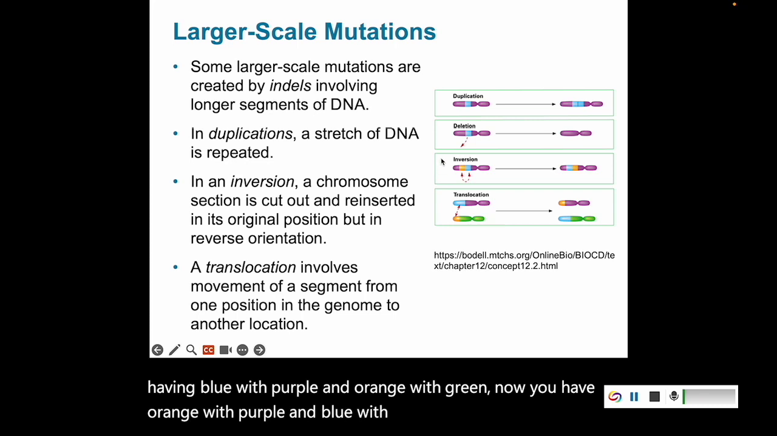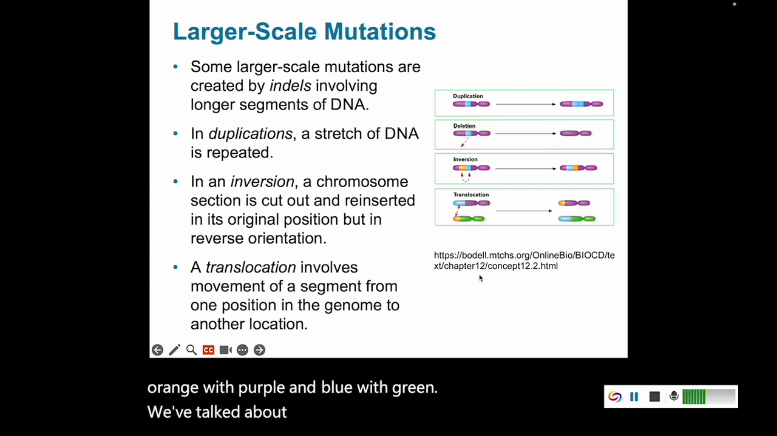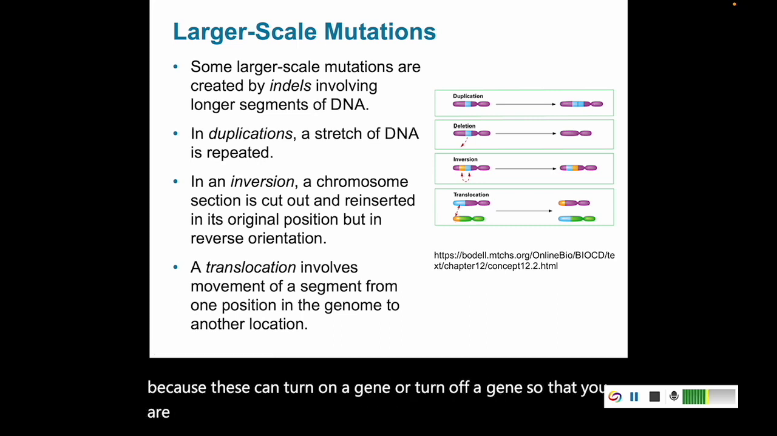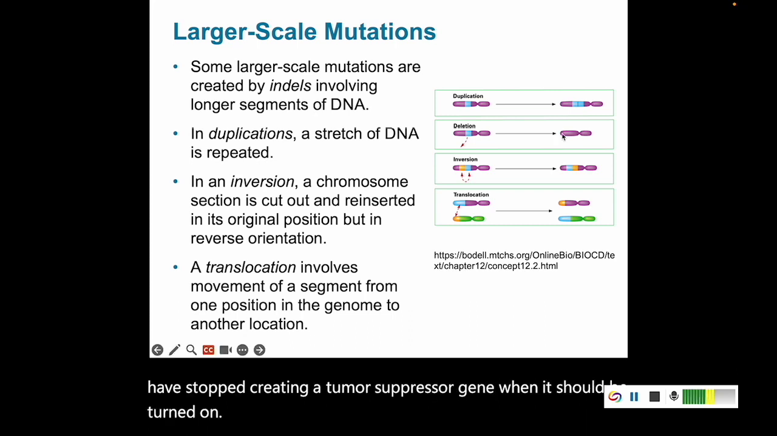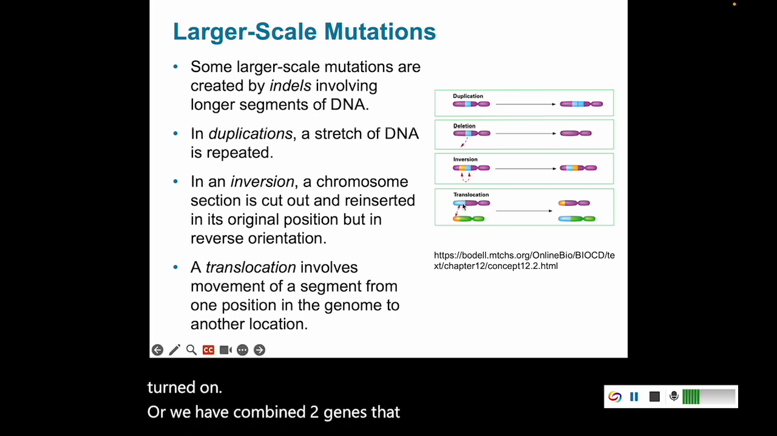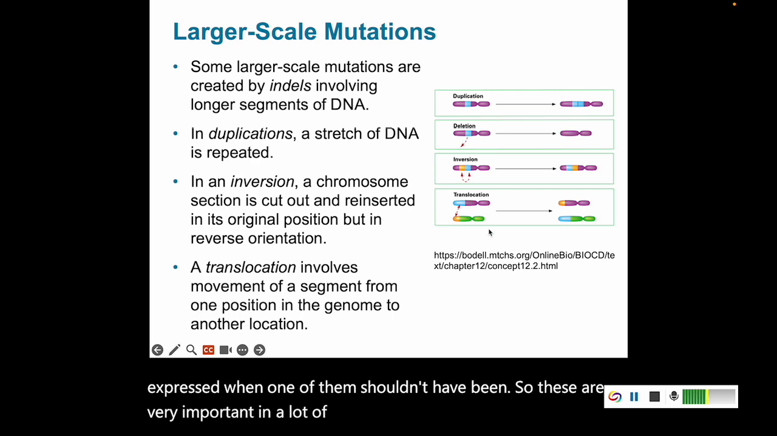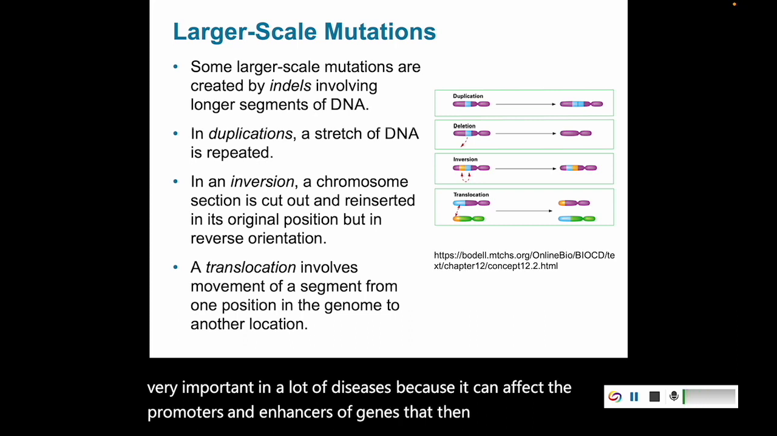We've talked about these some when we talked about cancer, because these can turn on a gene or turn off a gene, so that you are now creating an oncogene when it should be turned off, or we have stopped creating a tumor suppressor gene when it should be turned on, or we have combined two genes that are now being constitutively expressed when one of them shouldn't have been. So these are very important in a lot of diseases because it can affect the promoters and enhancers of genes that then allow genes to be incorrectly expressed.